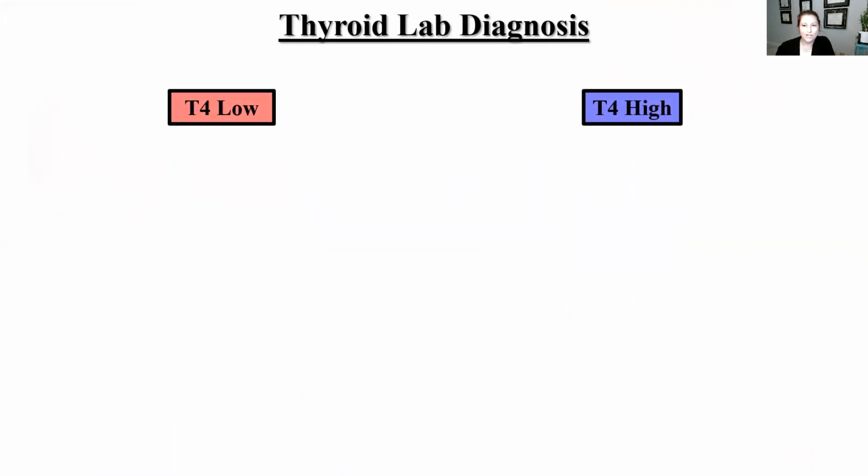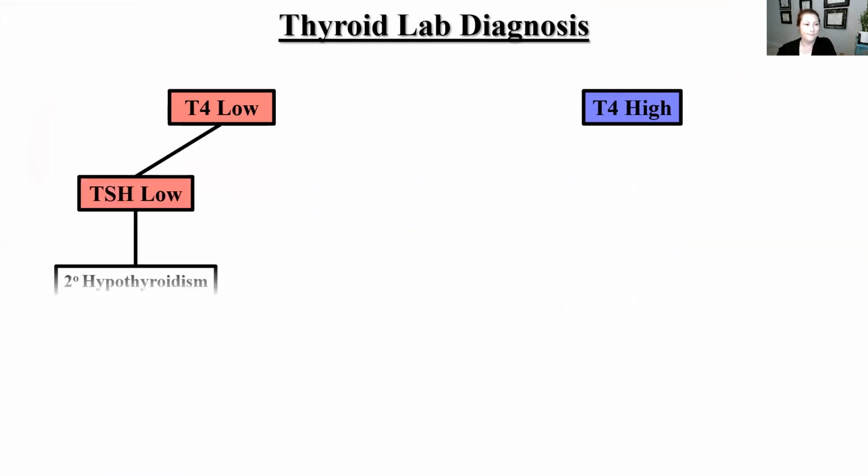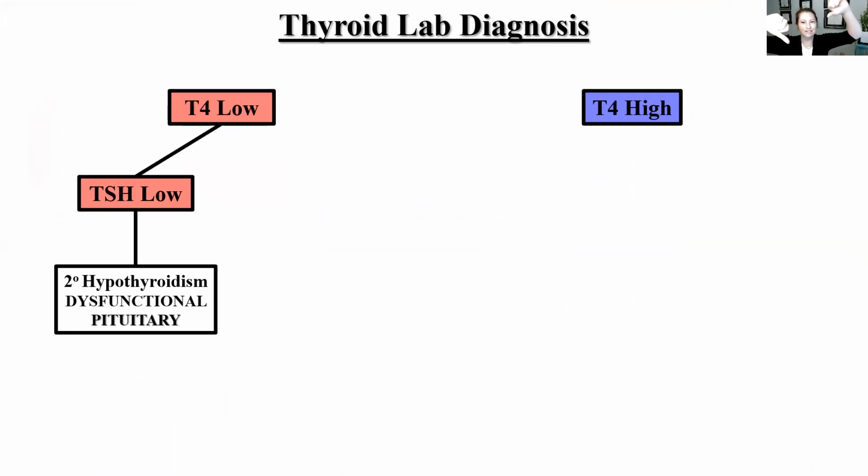Our thyroid lab diagnosis, you'll probably have a board question on this. This is where it gets a little hairy. So you always want to start by looking at the T4. If the T4 is low, we know it's some kind of hypothyroidism. If the T4 is low and the TSH is low, we know that it's a problem coming from the pituitary gland, because the TSH should be elevated if the T4 is low. So we would call that a secondary hypothyroidism.